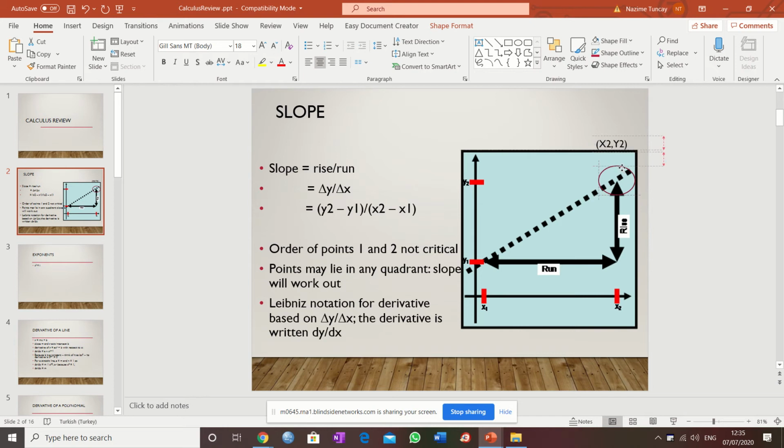Okay, and this point here is x1, y1, and the slope here is the difference of y over the difference of x. So the difference of y is y2 minus y1, over x2 minus x1. And here we have the derivative, dy over dx.